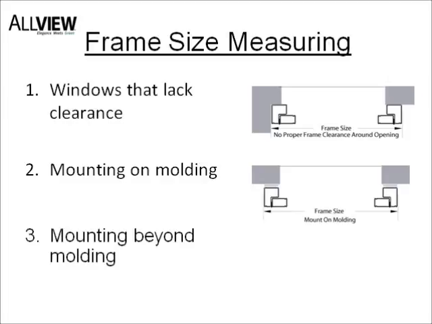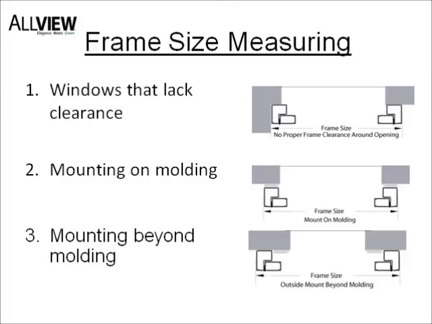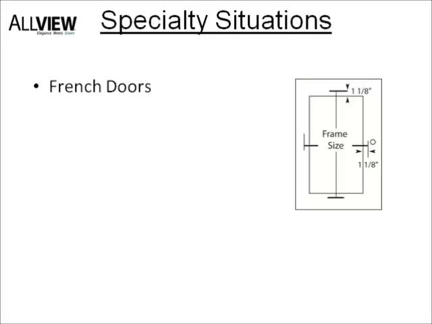The third is when mounting beyond a molding, where the frame will sit around the outside of the molding. Frame size measuring is also used for specialty situations like French doors, where you include at least 1 1/8 inch clearance on each side of the window. Make sure there is room between the door handle and glass to mount the frame. For French doors with a molding around the glass, you can either measure to mount on the molding or to do a build-out around the molding using a frame spacer on end.